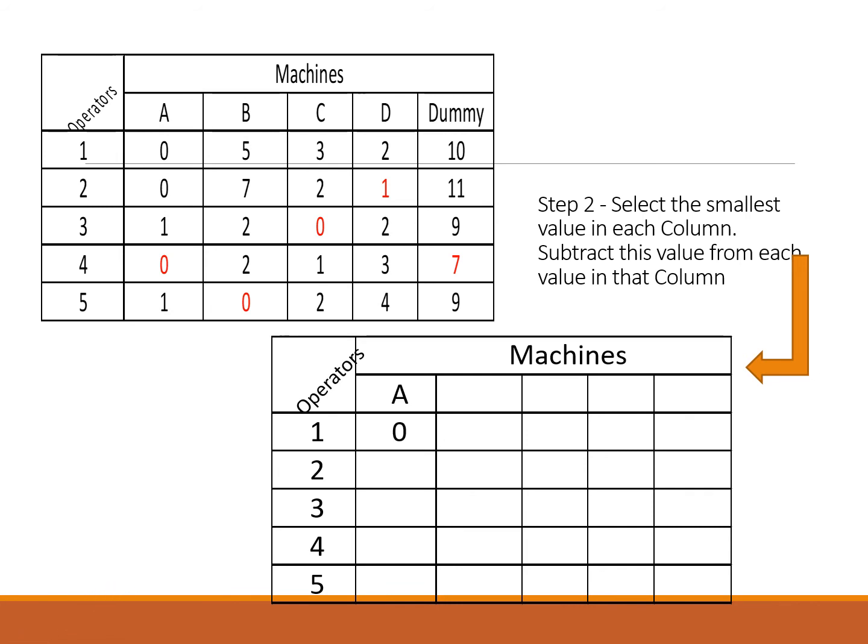For A, all values remain as they are because the minimum value is 0. So for B, move on to column B. Again the values remain as they are because the minimum value is 0. Next, column C, the minimum is 0, again the values remain as they are.